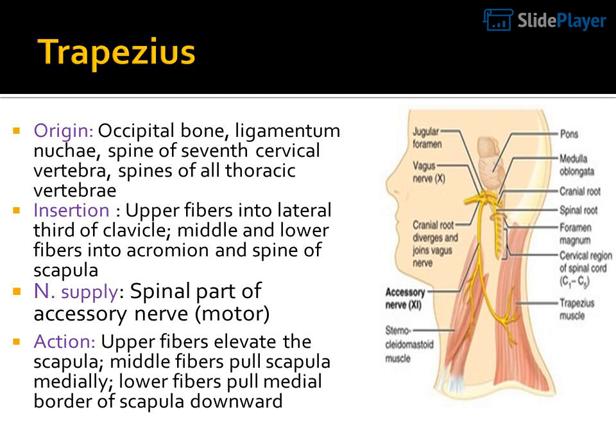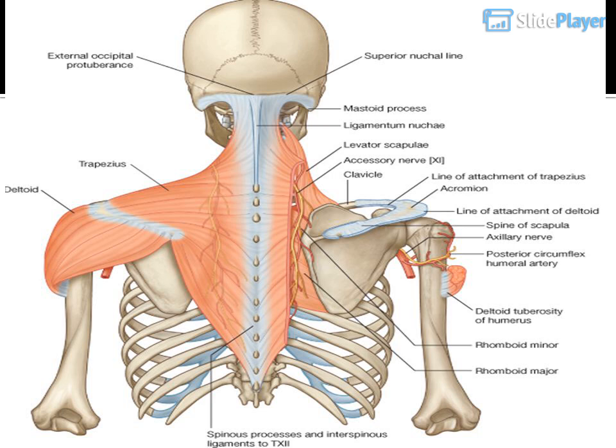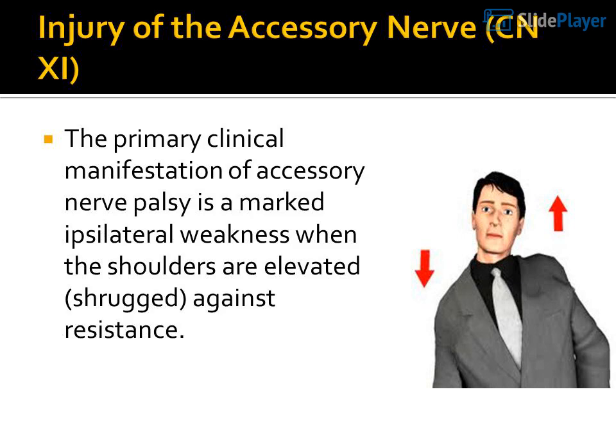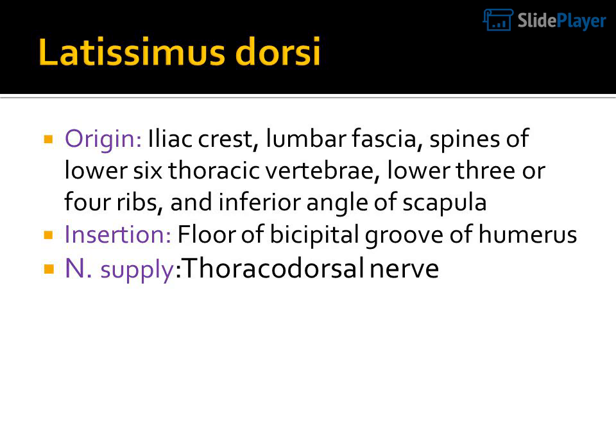Nerve supply, spinal part of accessory nerve, motor. Action, upper fibers elevate the scapula, middle fibers pull scapula medially, lower fibers pull medial border of scapula downward. Injury of the accessory nerve, CN11. The primary clinical manifestation of accessory nerve palsy is a marked ipsilateral weakness when the shoulders are elevated, shrugged, against resistance.